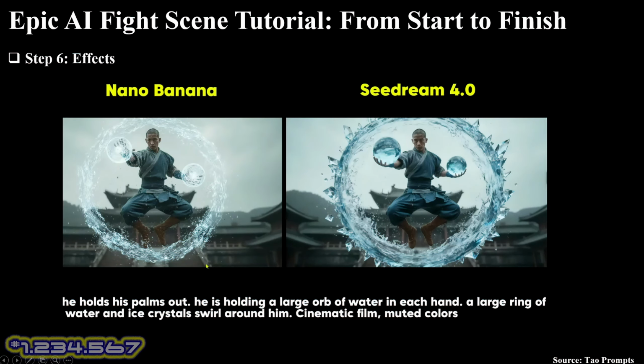At the same time, you can see with the man, we say he holds his palm out, holding a large ring of water in each hand, with water and ice crystals swirling around him. And you can see that it is super good. So Seedream 4.0 looks more realistic compared to Nano Banana, but I think Nano Banana is still good. Seedream is like a 10, Nano Banana is 8.5. So let me know what you think.